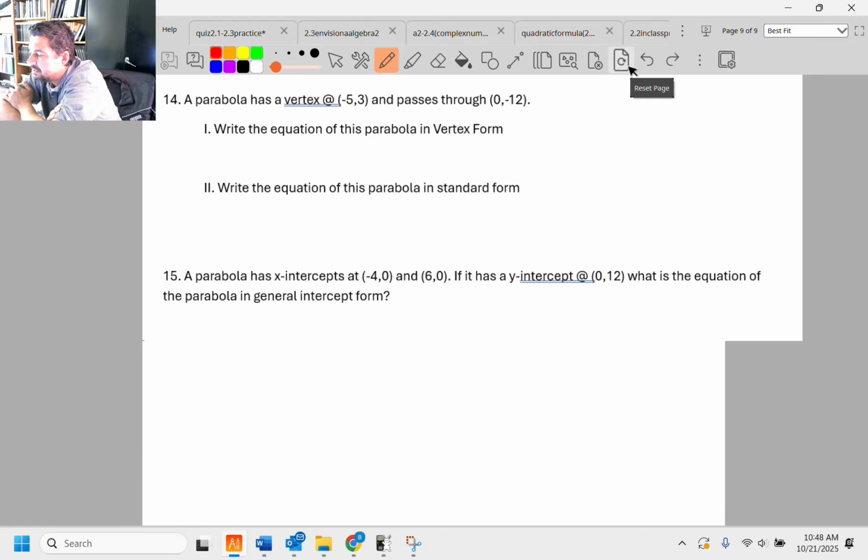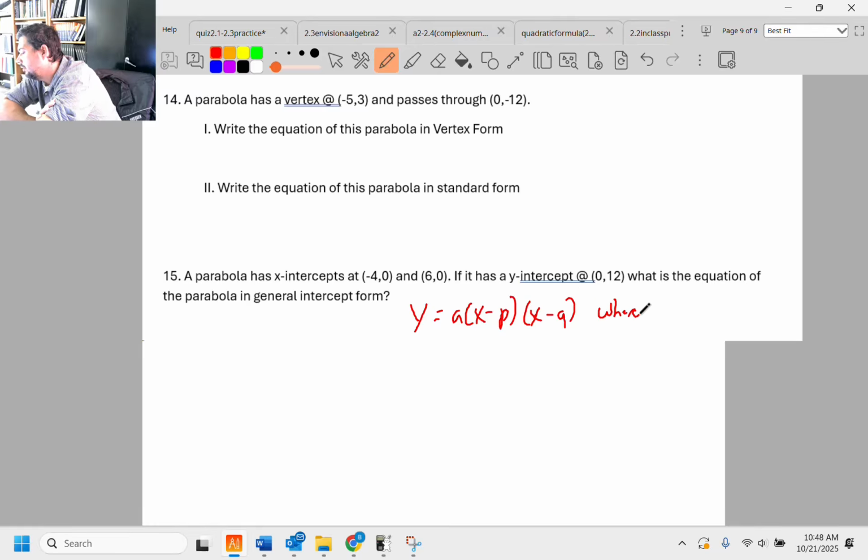All right, 15. A parabola has intercepts at -4, 0, and 6, 0. It has a y-intercept at 0, 12. What is the equation of the parabola in general intercept form? General intercept form is y equals a times x minus p times x minus q, where p and q are x-intercepts.